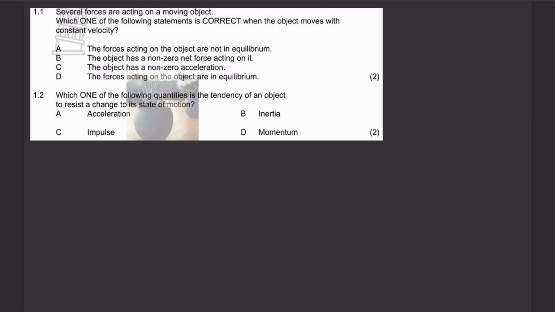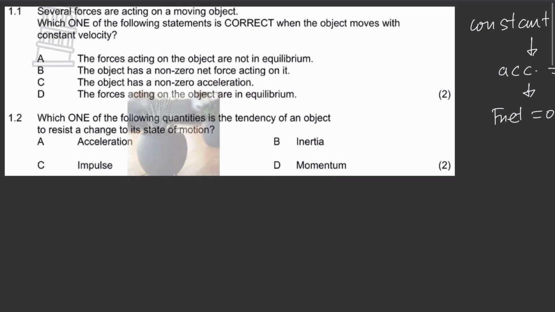So before we answer it, let's just make some notes here. Constant velocity. What does that mean? It means that acceleration is equal to 0. And what does that mean? It means that F net is equal to 0. Okay, so let's go through the options.